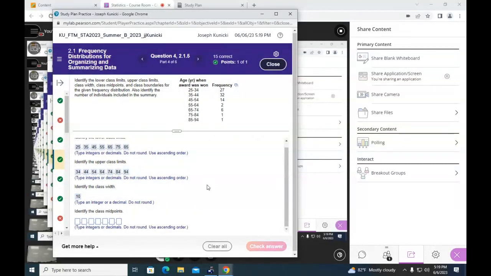And now they're going to ask us for the midpoints. Well, the midpoint is the very first formula on the handout I gave. It's called mid-range or midpoint. It's the same.